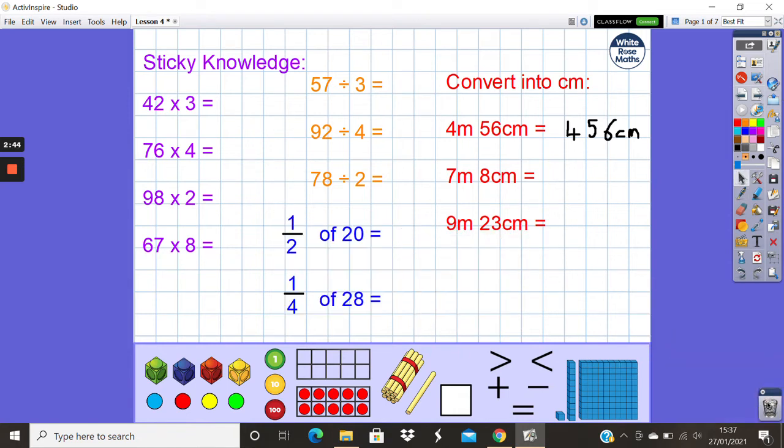Then we've got some fractions, so we've got 1/2 of 20 and 1/4 of 28. Now, to find a half of something, you're going to see how many 2's go into 20, so using your 2 times table to help you. And then to find a quarter, you're going to see how many 4's go into 28 to find 1/4 of 28.